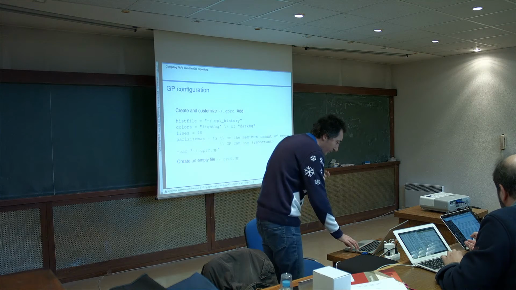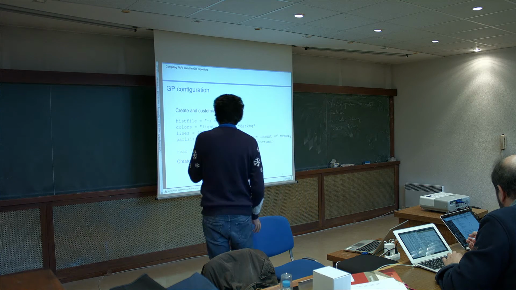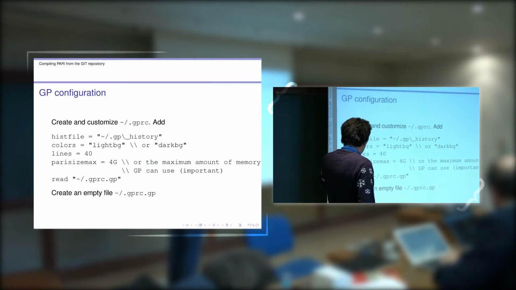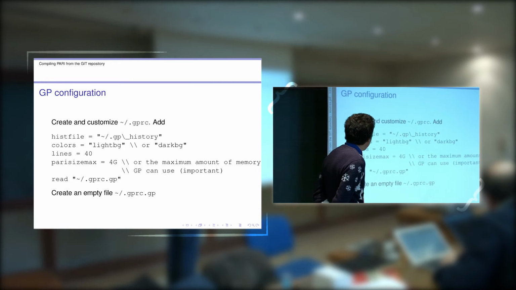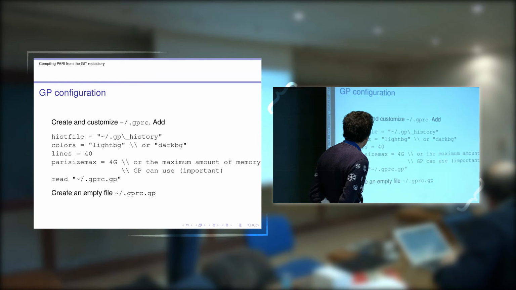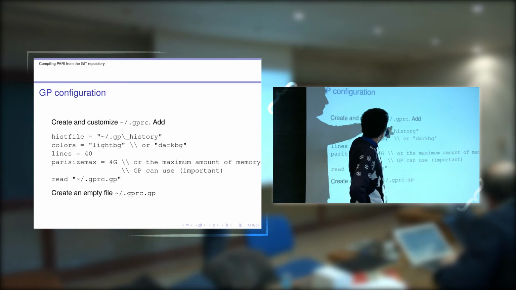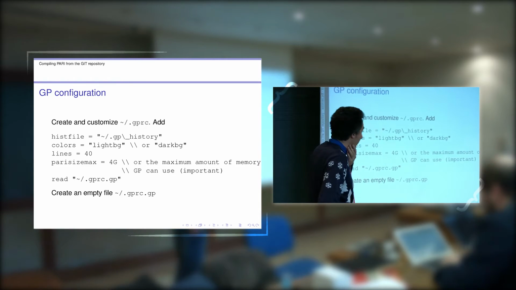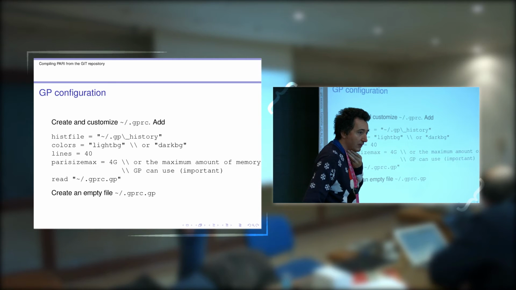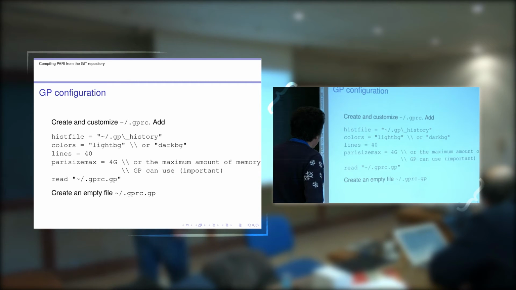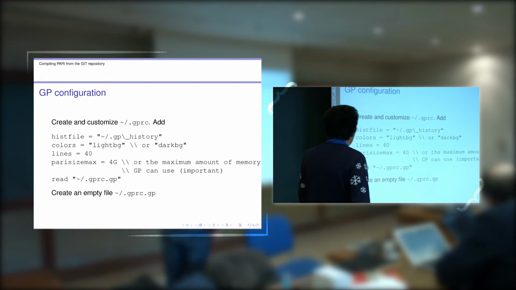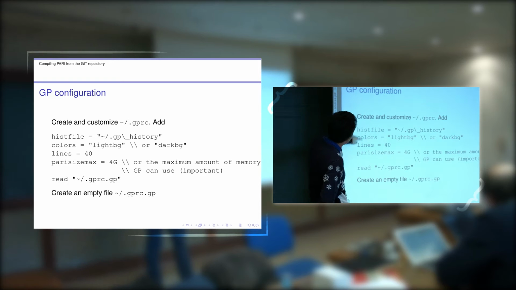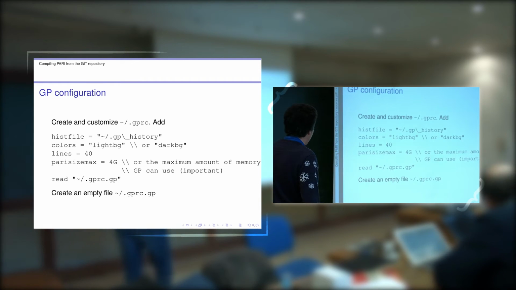So if you manage to do the previous step, then you can configure GP. So you need to create a file .gprc in your own directory. I think on Windows it's gprc.txt. And you add this line. You can copy paste. So we will explain what it does.